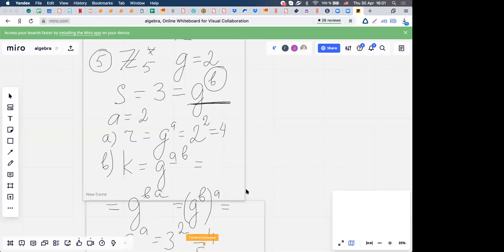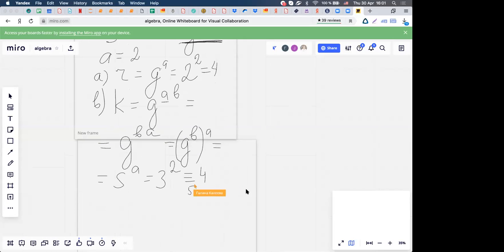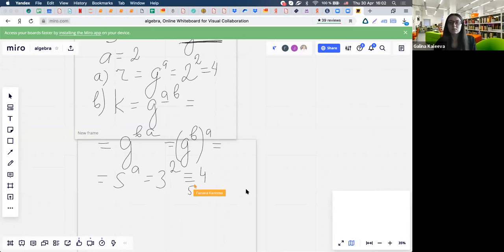Guys, do you have... Why? Because we know G to the power of AB is our secret key. Secret key. Okay, got it. Okay, nice. What's next?